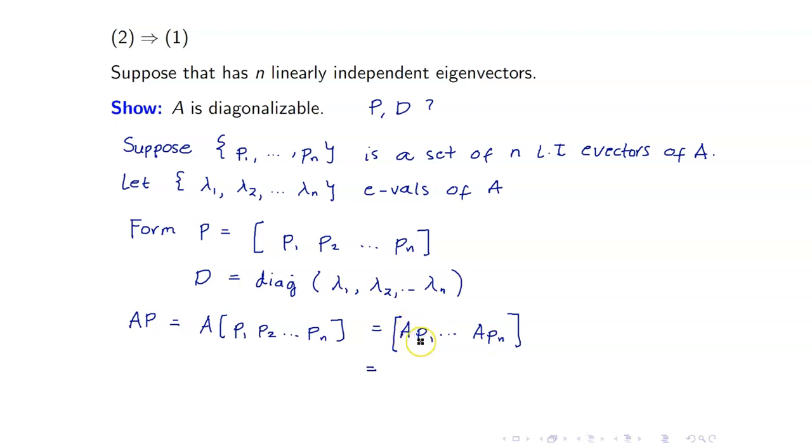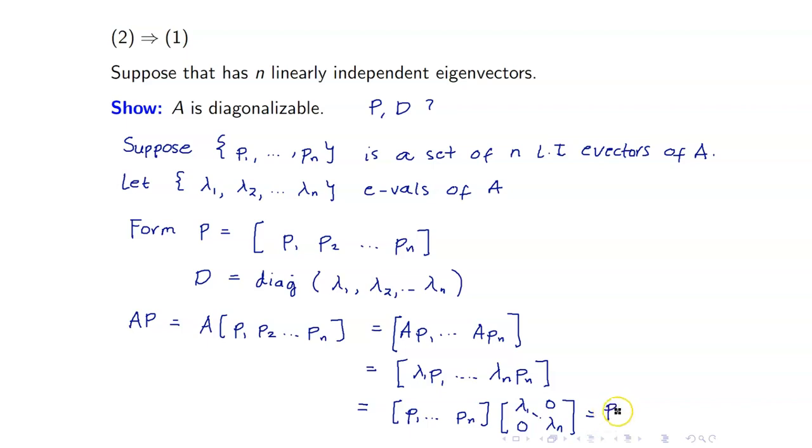But since the Pi's are eigenvectors of A corresponding to the eigenvalue lambda i, this is equal to lambda 1 P1 and so on up to lambda n Pn. And we can write this as [P1 ... Pn] times the diagonal matrix with lambda 1 up to lambda n. And this is precisely your PD. Hence, we have AP equals PD.